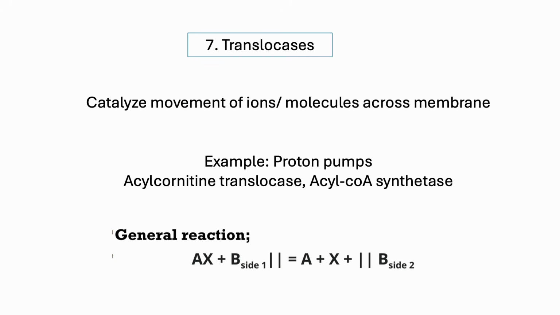Let's talk about translocases. Translocases are the 7th group, a newly added enzyme class. They help to catalyze movements of ions or molecules across a membrane. For example, proton pump, acyl carnitine translocase, or acyl CoA synthetase. These are examples of translocases. This is the movement of ions or molecules across a membrane, and this is the general reaction. For example, from site 1, B will transfer to site 2, and this is the product. So that's how translocases work.